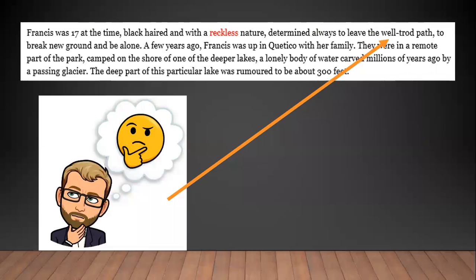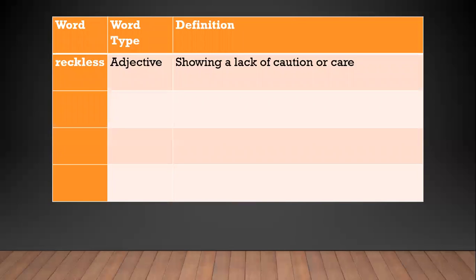If I then look at the context again, I need to think of an adjective that might mean something similar. Francis was 17 at the time, black-haired and with a possibly dangerous nature, determined always to leave the well-trod path, which sort of fits in with that idea of showing a lack of caution or care. You're going to put in what you think it might mean first, and then when you've got all of those definitions that you think are right, then you can use the online dictionary or a dictionary you have at home to check that you've got those right.